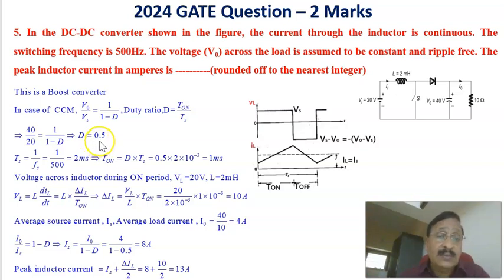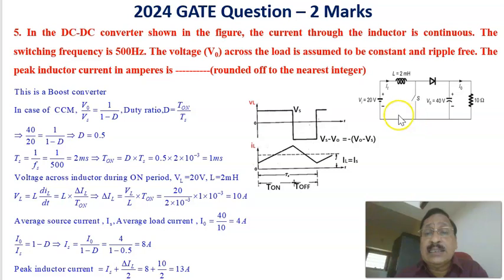Therefore, the duty cycle is given by the on period divided by the total time period Ts. So the on period can be calculated as the duty ratio times the switching time period, that is equal to 0.5 into 2 into 10 raised to minus 3, or equal to 1 millisecond. Therefore, here the on period is equal to 1 millisecond, and of course the off period is also equal to 1 millisecond, 50% duty ratio.